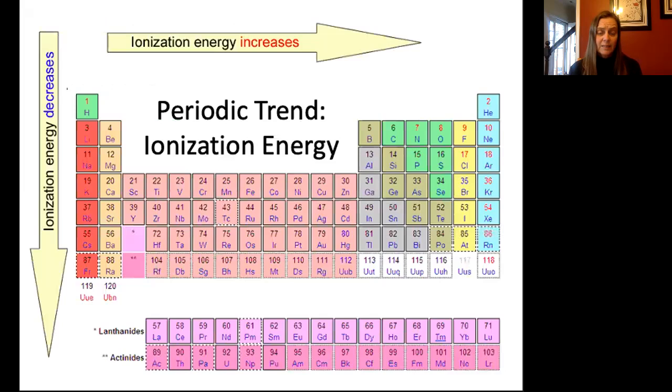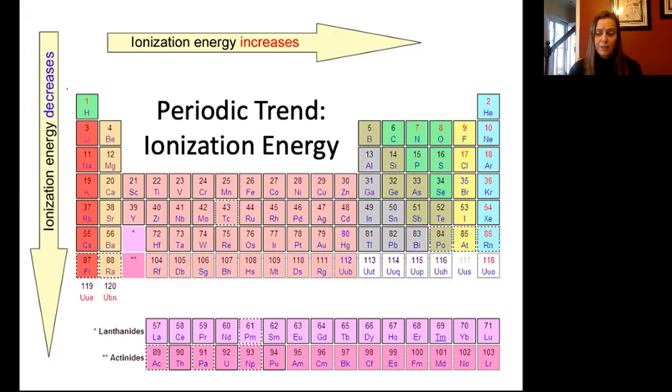So we can summarize this one. So we said as we go across the table, atomic radius decreases, but ionization energy is going to increase, in large part because that atomic radius is decreasing. And as we go down the periodic table, ionization energy is going to decrease. It becomes easier to remove an electron.